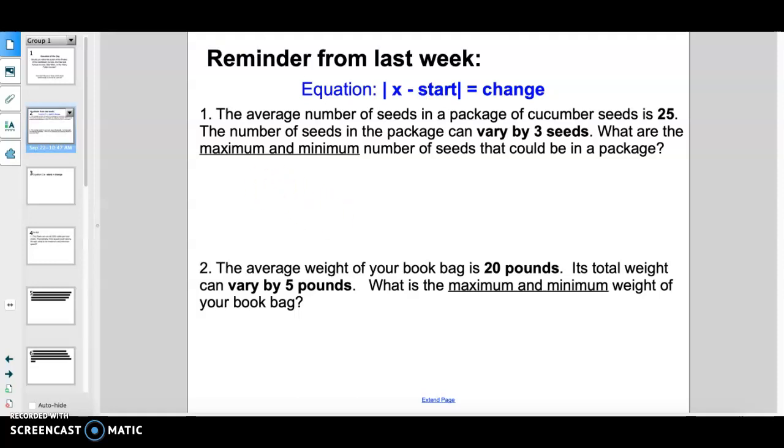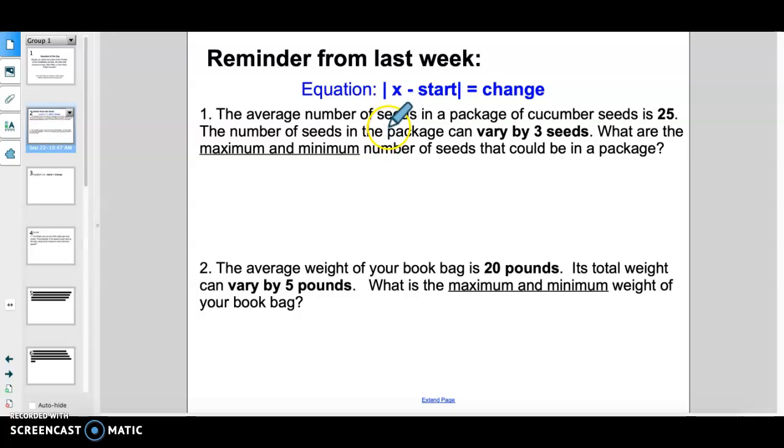Hey everybody. So last week, one of our warm-ups involved these two word problems, and you guys found how much the seeds varied by and how much the weight of the book bag varied by. This week, we're going to look at these same type of situations, but we now have an equation to help us solve them. So the equation is optional. If you want to just solve them the way we have been, that's fine. But I wanted to show it to you guys in case you wanted to try the equation.